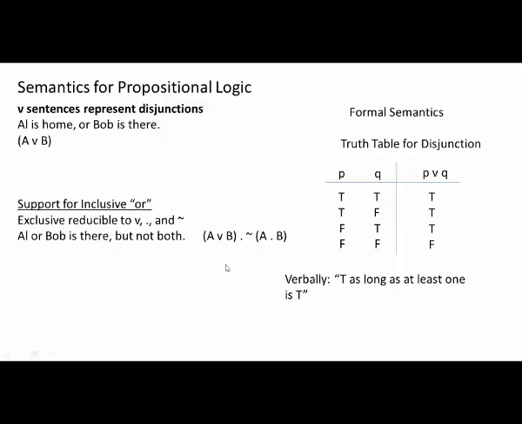It seems a bit strange that we would have a sentence like Al or Bob is there, but not both, if or already meant that it had to be exactly one of the two. In some cases, it does seem like what a person really means when they use or is that it's exactly one of the two things.